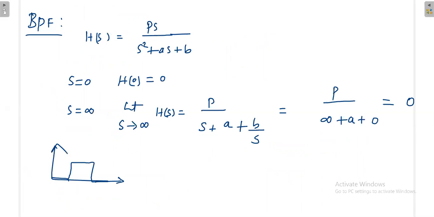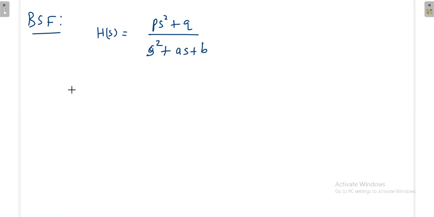Similarly for the band stop filter also. So the next is the band stop filter or band elimination filter, where h of s is equal to (p s square plus q) divided by (s square plus a s plus b). Then once s is 0, h of s is equal to q divided by b, some constant. q is some constant, b is some constant. Ultimately some value is there.